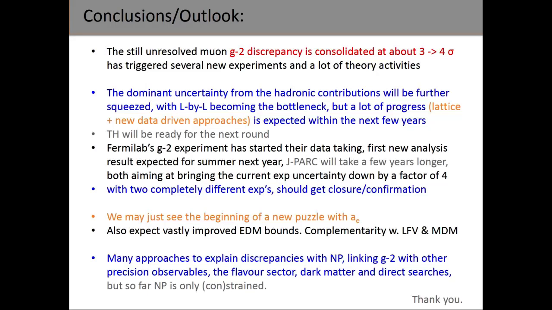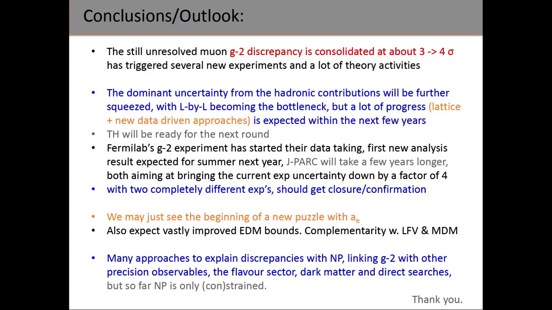So, conclusions and outlook. Sorry, I'm already way over time, but I want the take-home messages to be clear. I believe that the g-2 discrepancy is really consolidated now, unless the new experiment would bring a really different mean value, which you can never exclude. This is why these new experiments are being done. So the leading uncertainty from the hadronic contributions will still be much further scrutinized. They are at the moment the bottleneck, and they will be in the future, that's for sure. Specifically the light-by-light, which will become the main driver of the error if we improve the rest even more. But I believe that the theory is ready already now for the next round.